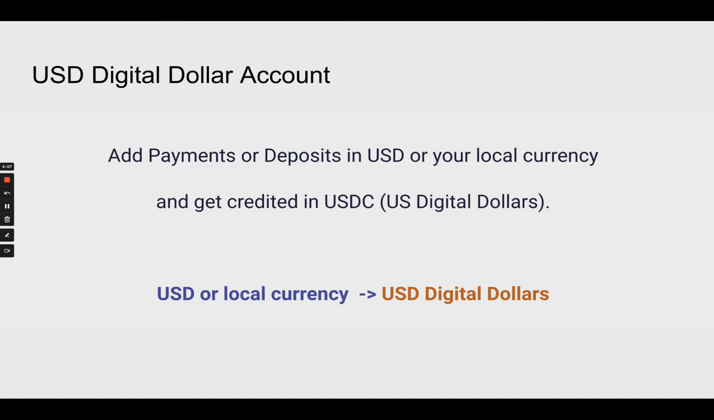The next benefit is that you can actually add a payment or what we call a deposit in your local currency and credit it in digital dollars. So essentially, if you are, for example, wanting to keep funds or save funds in the equivalent of US dollars, you would go ahead and send a payment or deposit in your local currency, and this will be converted to digital dollars. Once you're ready to use your digital dollars, you would have hedged against inflation or changes, and you can take advantage of keeping an account in US digital dollars.